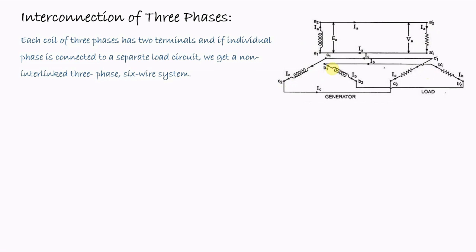Now, if we do not interconnect the three coils, then to supply the three-phase power to the load, we have to connect each phase of the load separately to each phase of the generator. So A1, A2 of the generator side will be connected to A1 dash, A2 dash of the load side. Similarly, B1, B2 of the generator side will be connected to B1 dash and B2 dash of the load side, and similarly for C. So this system is considered as a three-phase 6-wire system.